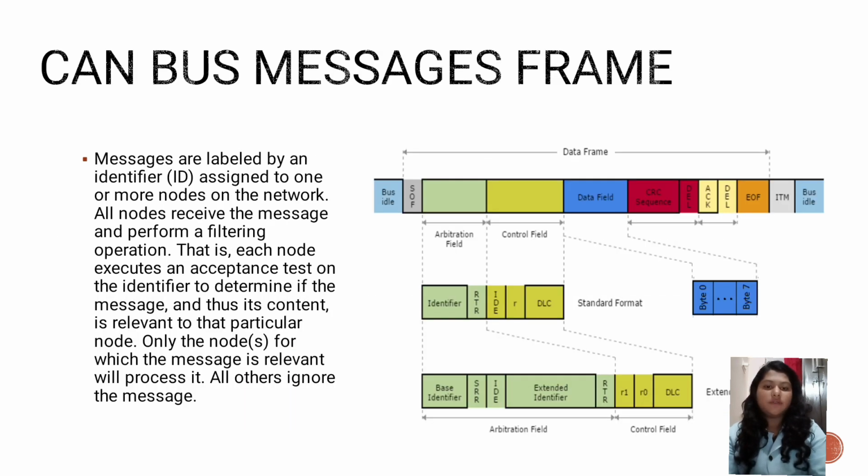CAN bus message frame. Message frames are labeled by an identifier assigned to one or more nodes on the network. All nodes receive the message and perform a filtering operation. That is, each node executes an acceptance test on the identifier to determine if the message, and thus its content, is relevant to the particular node. Only the nodes for which the message is relevant will process it. All others ignore the message.